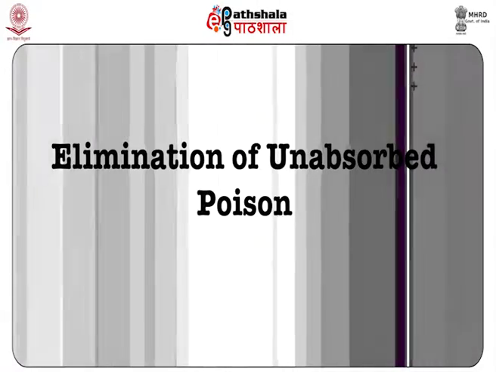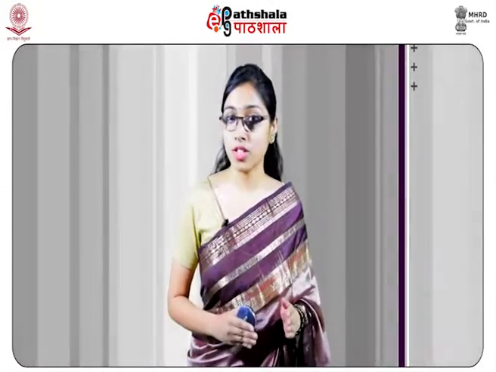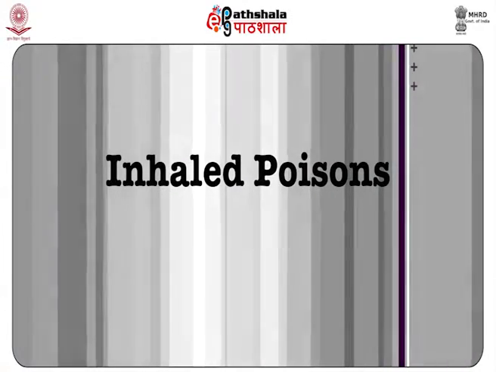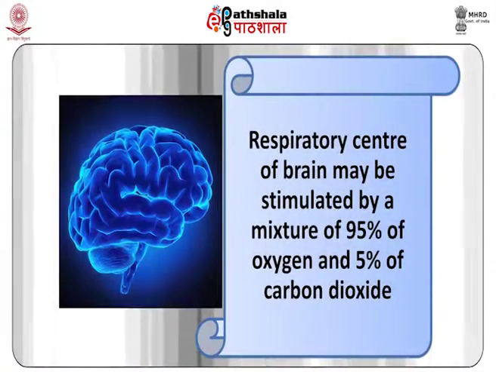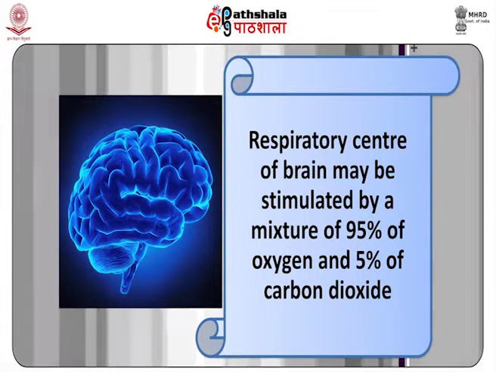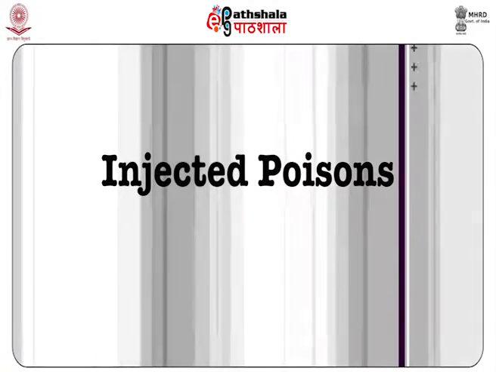Next, we will study about the elimination of unabsorbed poison. Elimination of the unabsorbed poisons depends on the mode of intake of the poison, and under this category we first have the inhaled poisons. In the circumstances of poisoning by inhalation, the victim should immediately be shifted to fresh air. A clear airway should be ensured and simulated respiration initiated simultaneously. In some cases, the respiratory center of the brain may be stimulated by a mixture of 95% oxygen and 5% carbon dioxide. Next in line is the injected poisons.